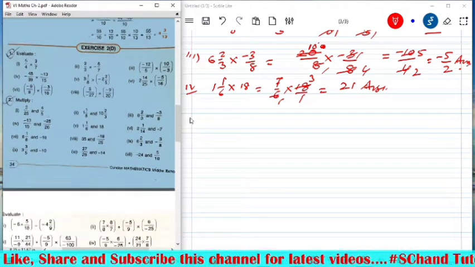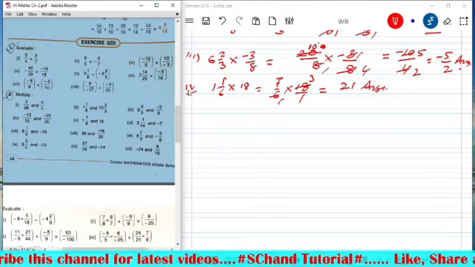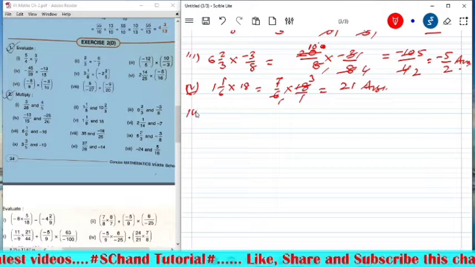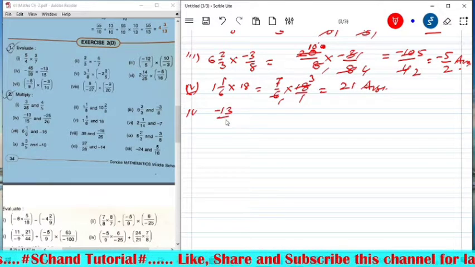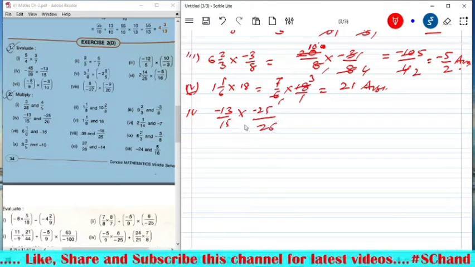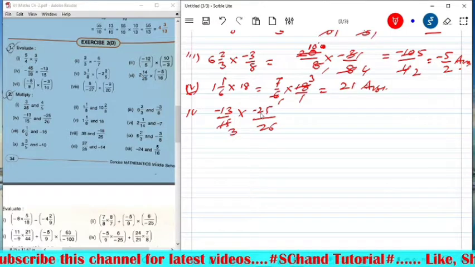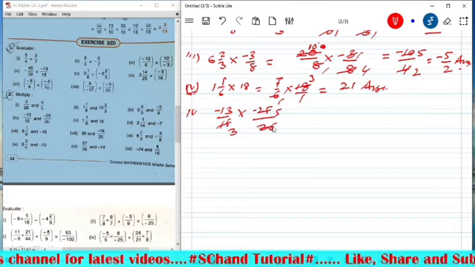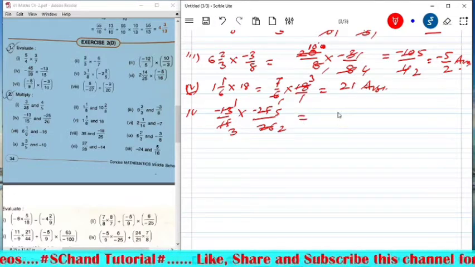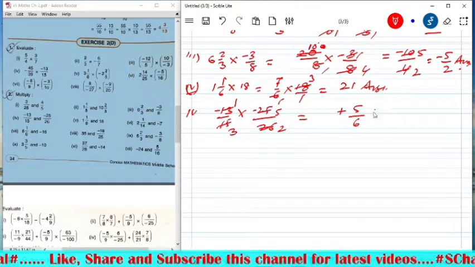Number 4, then we have, sorry, this was number 5. Number 4, minus 13 over 15 into minus 25 over 26. So 3 5s are 15, 5 5s are 25, and 13 1s are 13, 13 2s are 26. So it will be minus into minus plus 5 over 6. This is the answer.